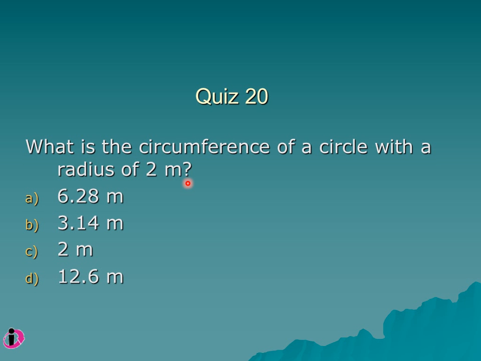So it will be actually what? 2 times pi times 2, right? 2 times pi times 2. That means 4 pi. That means 4 times 3.14. So I guess the right answer would be 12.6 meter. Right answer is D here.